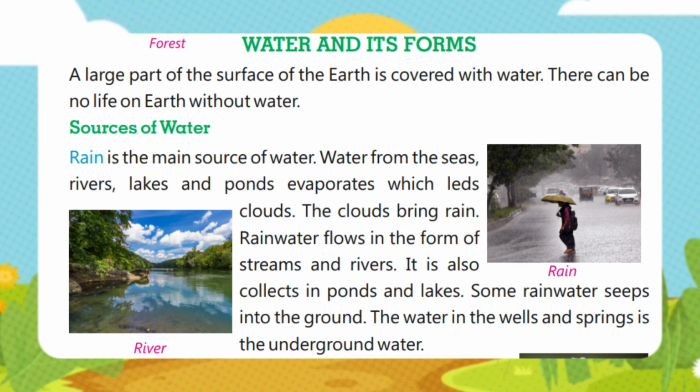Water from the seas, rivers, lakes and ponds evaporates, which leads to clouds. The clouds bring rain. Rainwater flows in the form of streams and rivers. It also collects in ponds and lakes. Some rainwater seeps into the ground. The water in the wells and springs is the underground water.